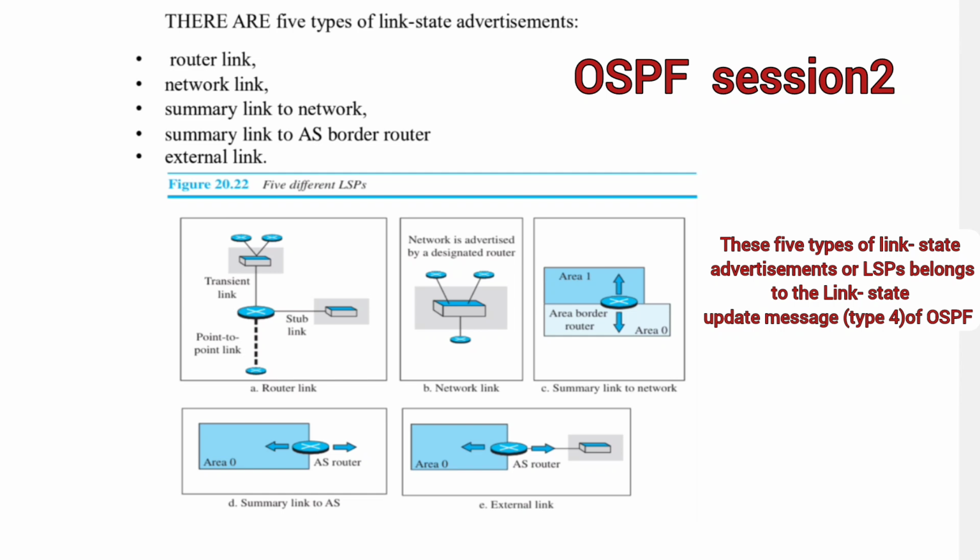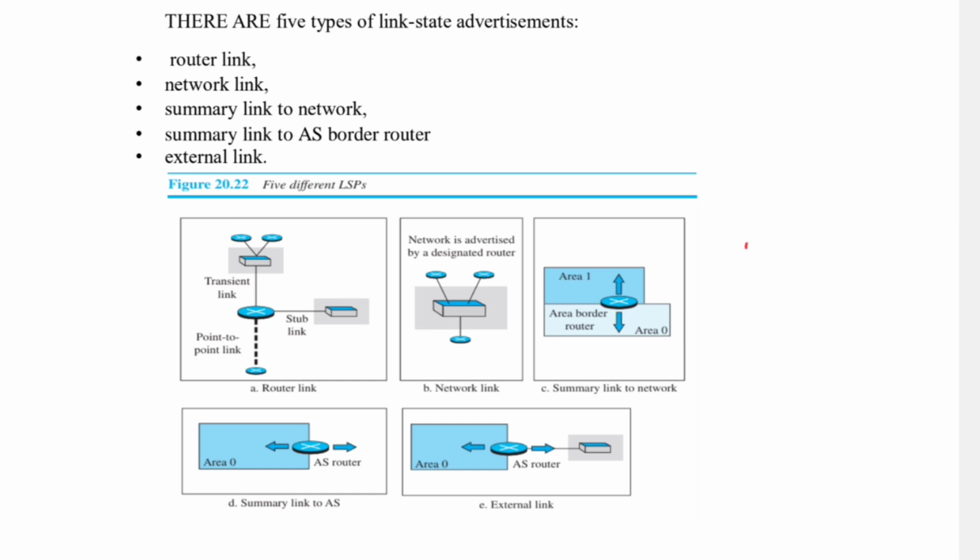So in this session I shall continue with the previous session. In the previous session I started with OSPF, the Open Shortest Path First routing protocol, and in that I explained the working of the protocol as well as how the forwarding tables get constructed. Now in this session I shall explain the different types of link state advertisements that happen in OSPF, the header format and the OSPF messages.